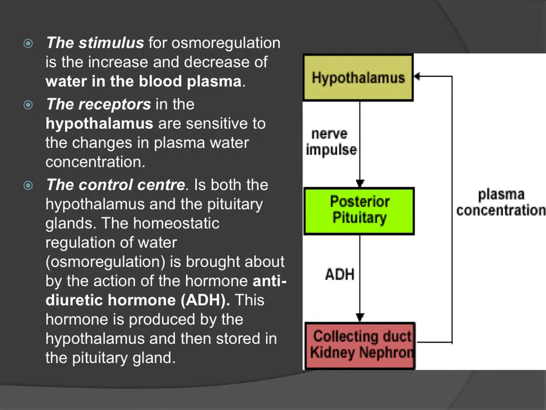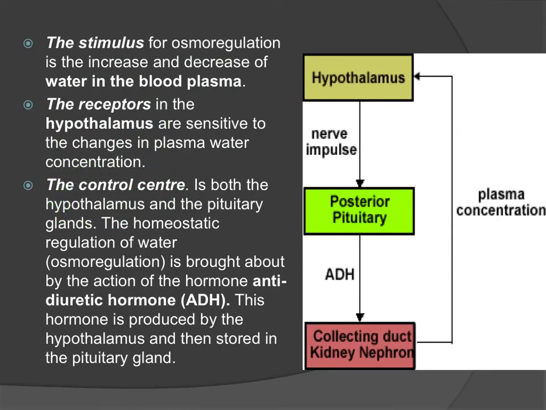So just a quick review of these ideas, focusing on things like the stimulus, the receptors, the control center, and the effectors as well. So stimulus in this case is going to be the increase or decrease of water in the blood plasma. Now remember that we're just talking about ADH, and so an increase or a decrease will cause either the release or the non-release of ADH. Receptors are found in the hypothalamus, and they are sensitive to these changes in plasma water concentration. So the receptors are in the hypothalamus, as well as the control center being the hypothalamus.